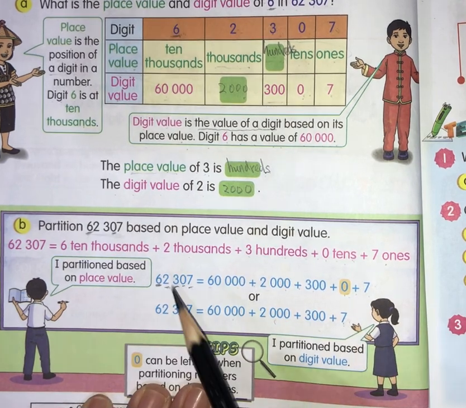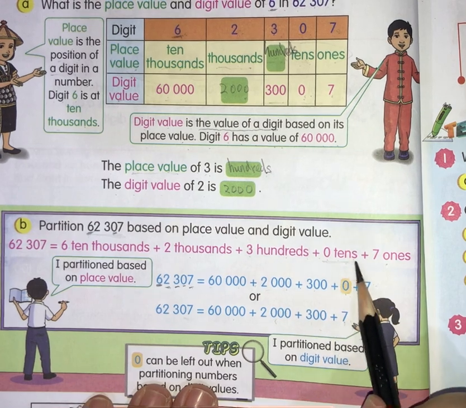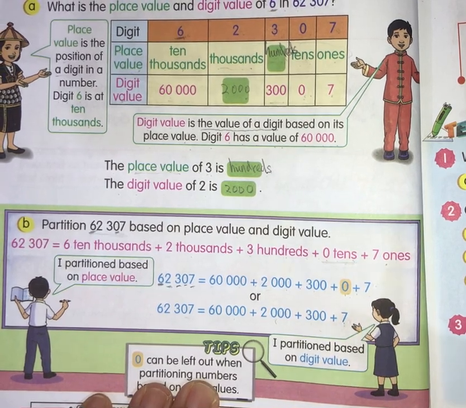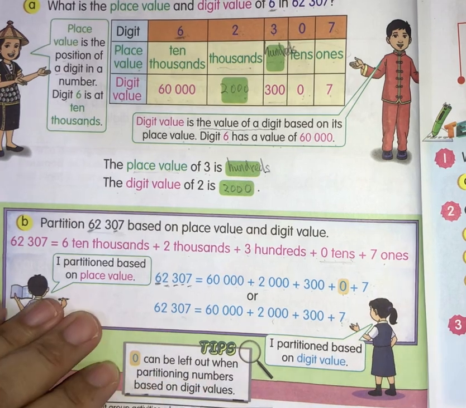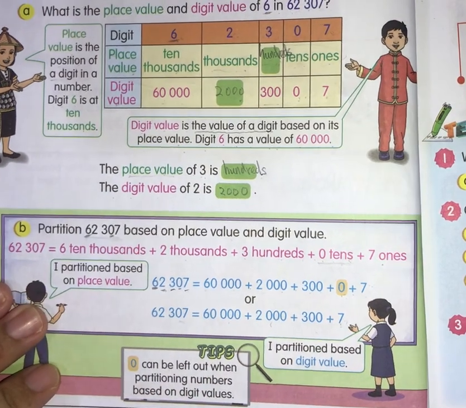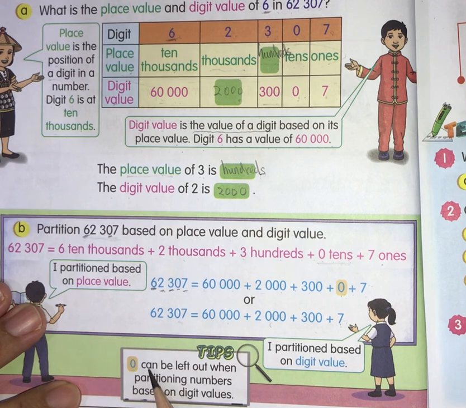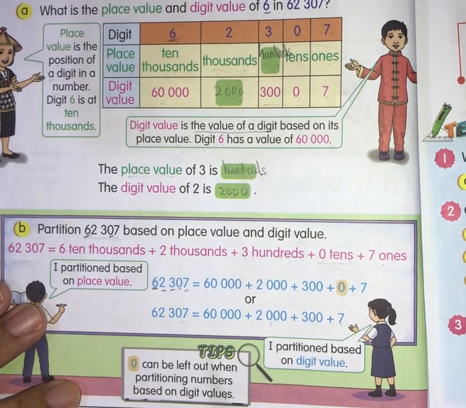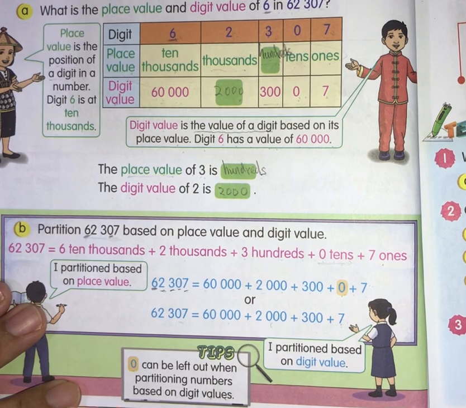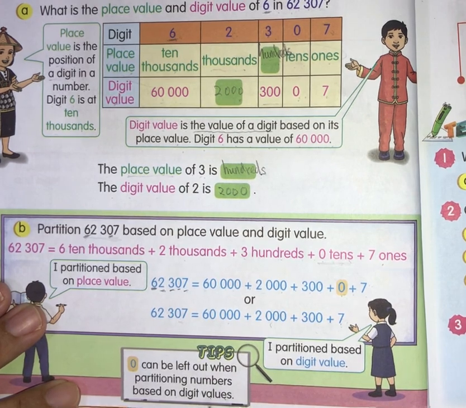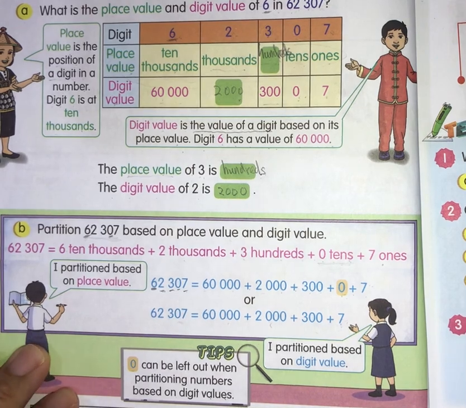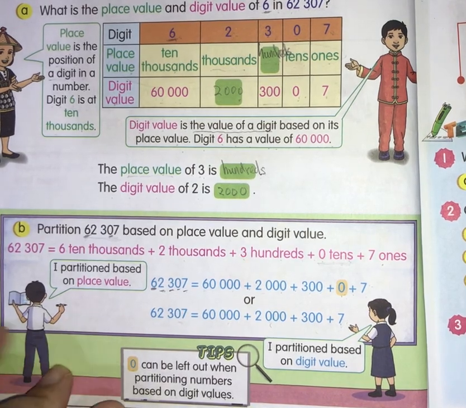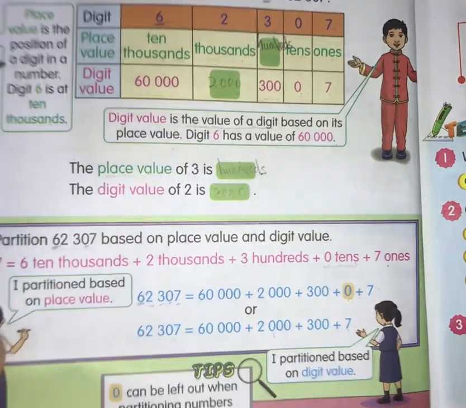But for place value, you must write down 0 tenths. Okay? So there is a tip here. 0 can be left out when partitioning numbers based on digit value. But you cannot do that for partition based on place value. Okay, now we look at another example.